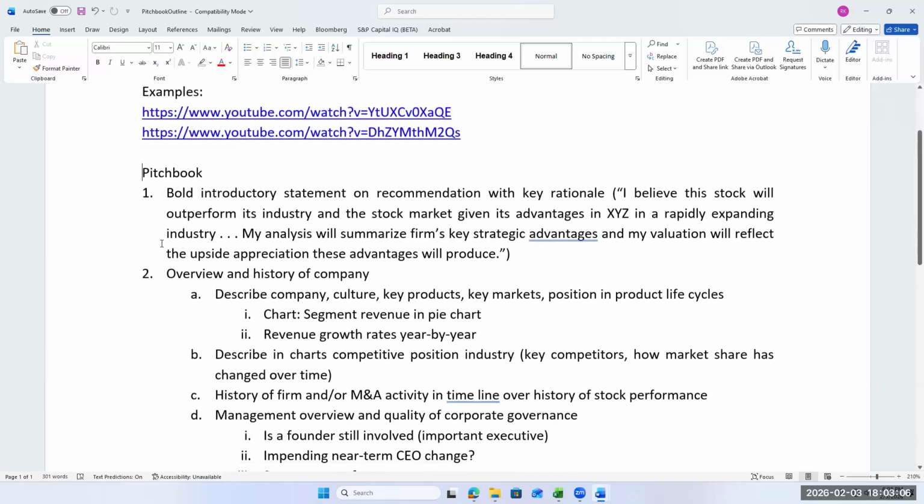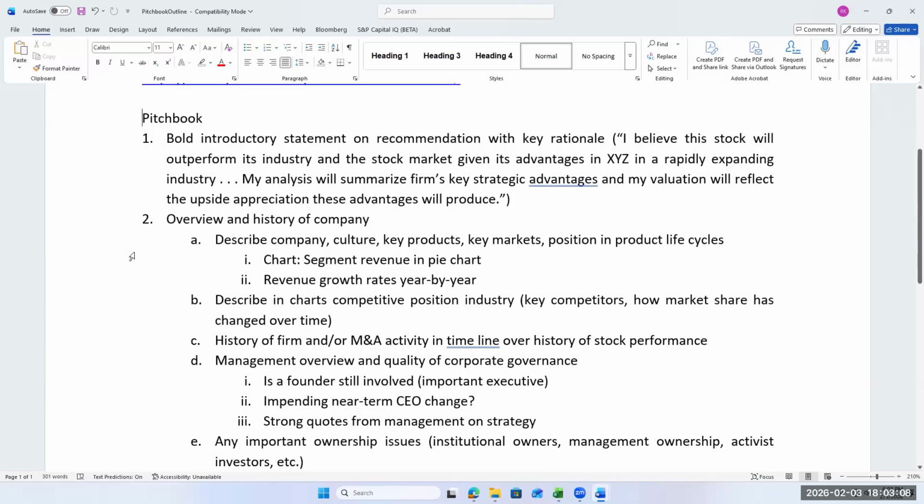This document's out there on Canvas. The first thing you're going to do is give your thesis, or not even thesis, just your main recommendation: do you recommend a buy or not? And you want to say in a few words why. So, I believe this stock will outperform its industry and the market given its advantages. Make that obvious up front. If you have 4 reasons, 3 reasons, you want to work them through as you go through the presentation.